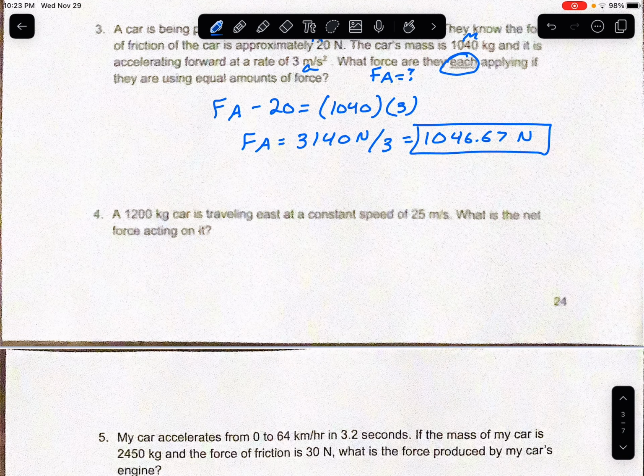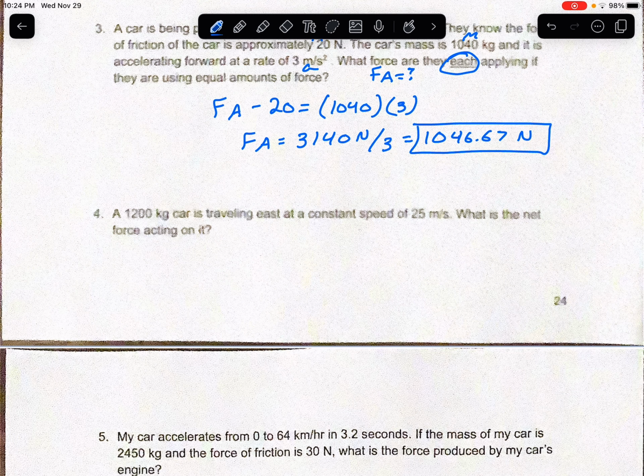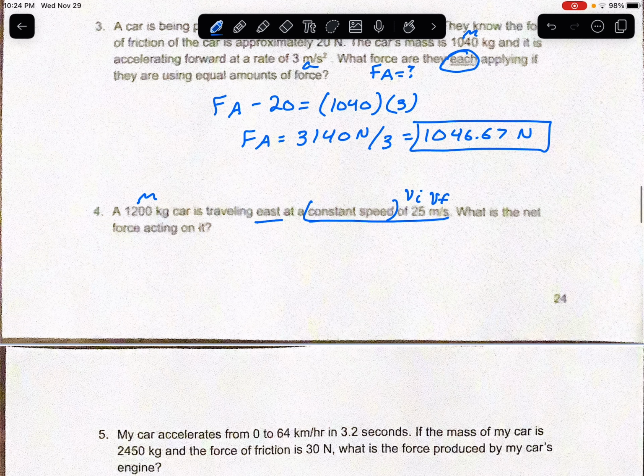Number 4, a 1,200 kilogram car is traveling east. So there's your mass. East gave me direction, so we'll watch out for that. At a constant speed of 25 meters per second. So again, watch out for this constant speed. If you're looking for VI and VF, technically VI would be 25 and VF would also be 25. If you're going constant speed, it's not changing. So what is the net force acting on the object? F net is your question mark.